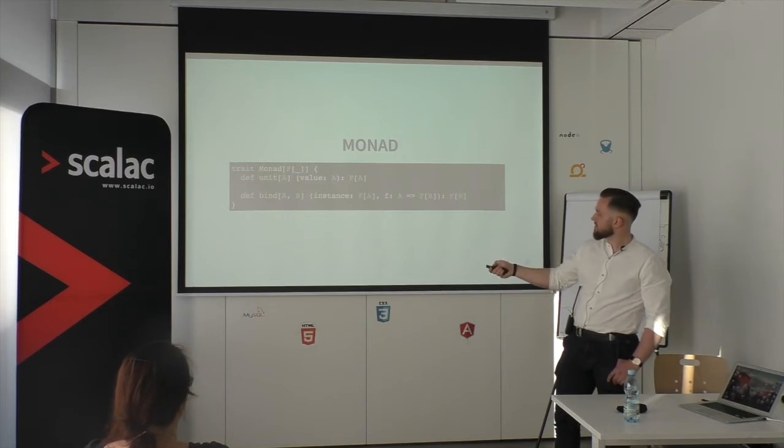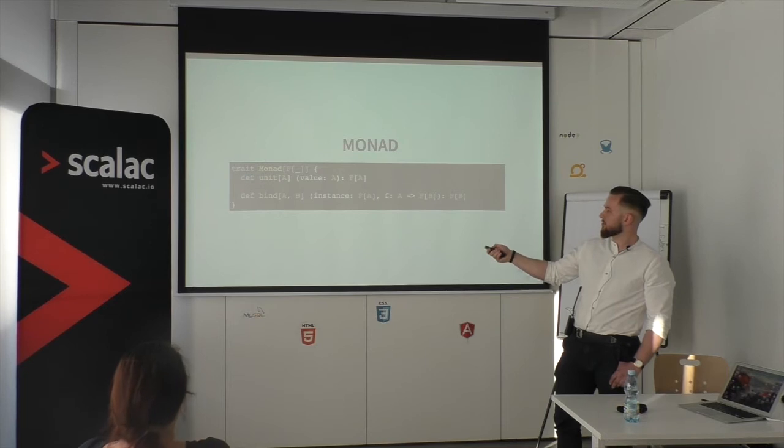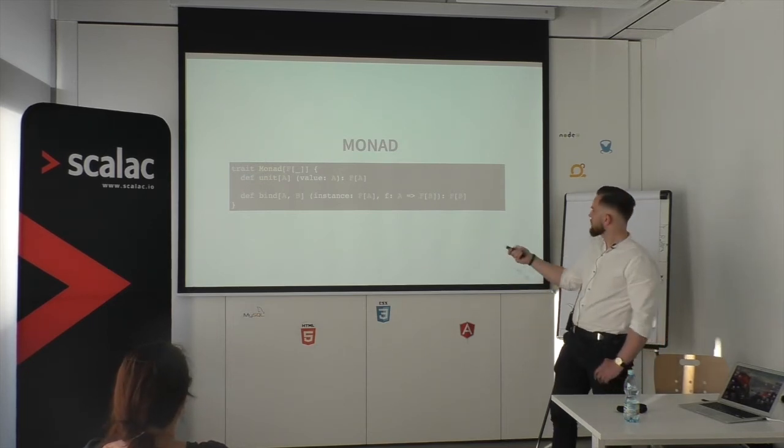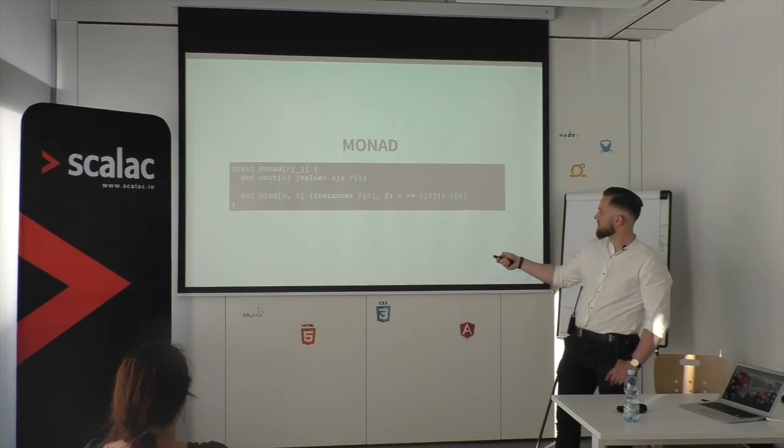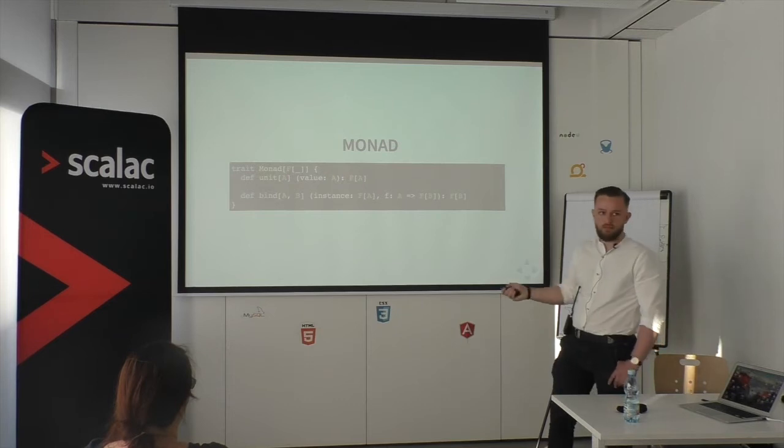Okay, and the same applies to the second one, so we have the function or method bind with two type parameters and with two value arguments. First one is of type f of a, and the second one is called f, and its type is function from a to f of b. Okay, thank you very much.